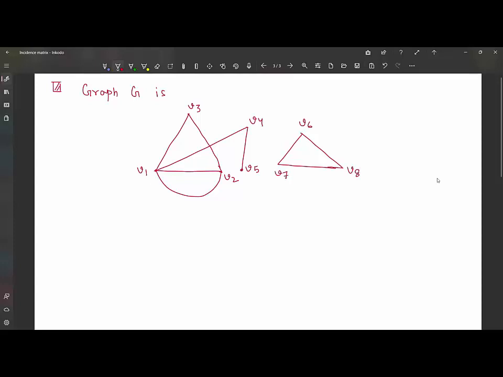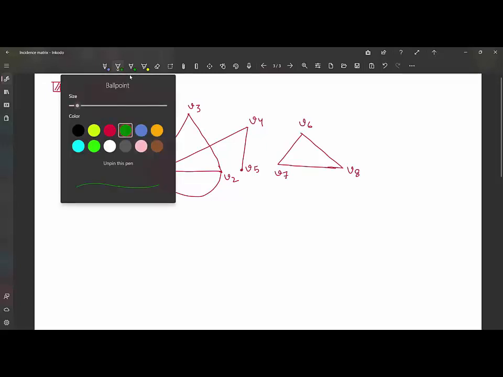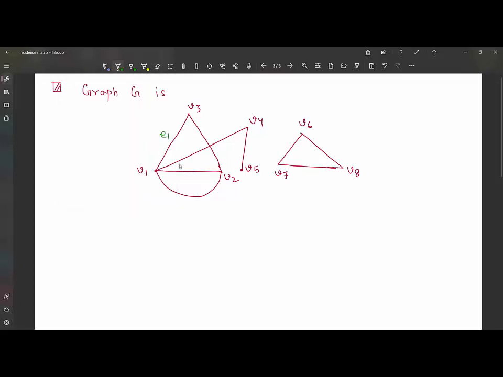And this is supposed to be V8. After that, just label every other edge: this is E1, E2, this is E3, it is E4, it is E5, and it is suppose E6, it is E7, it is E8, and it is suppose E9. So this is another graph, and you can see that there are a total of 9 edges and a total of 8 vertices. So it is a large matrix, an 8 cross 9 matrix.